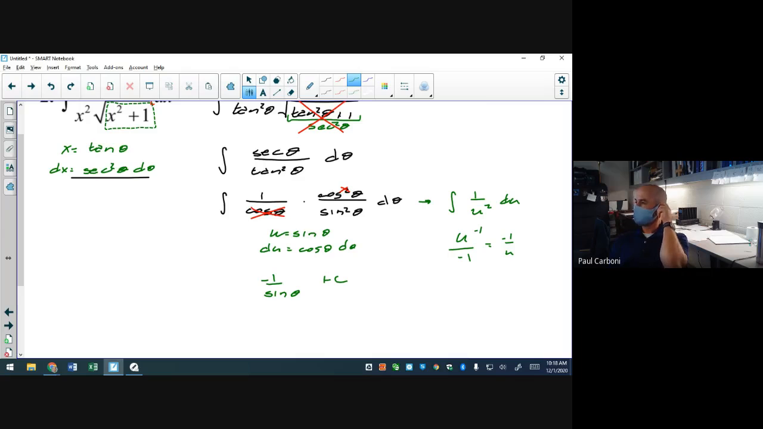So I've got my antiderivative in terms of sine theta, but now I've got to get out of sine theta and turn it back into x's. And this is where we did that weird triangle thing. If tangent is equal to x over 1, tangent is opposite over adjacent. Using our old friend SOHCAHTOA, Sacagawea's sister.